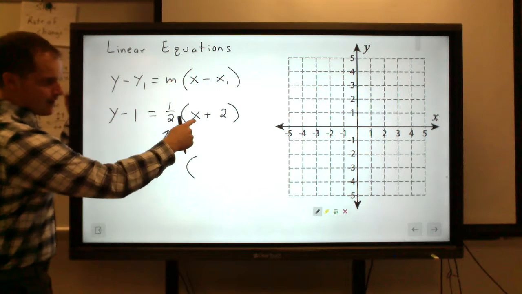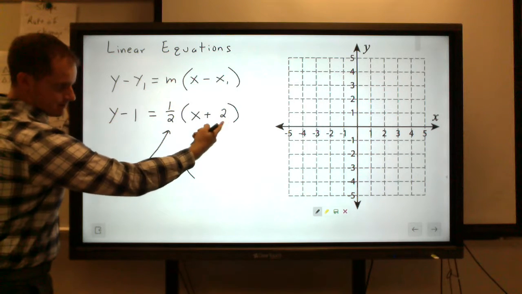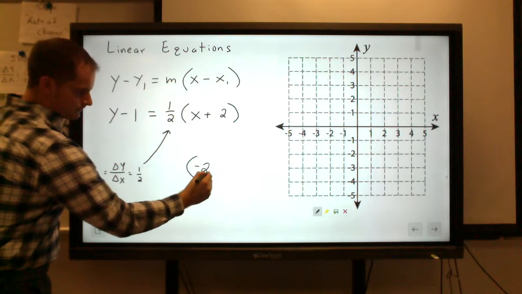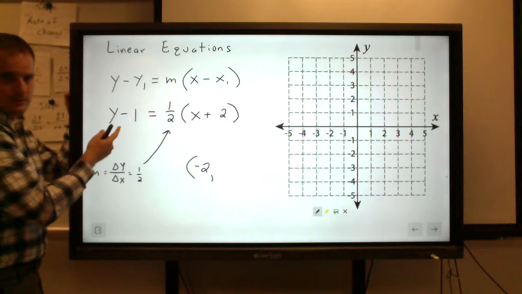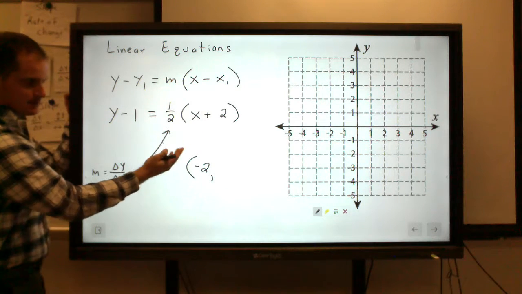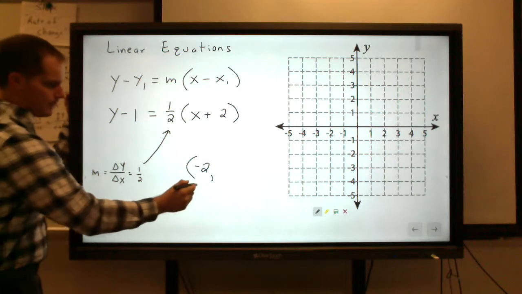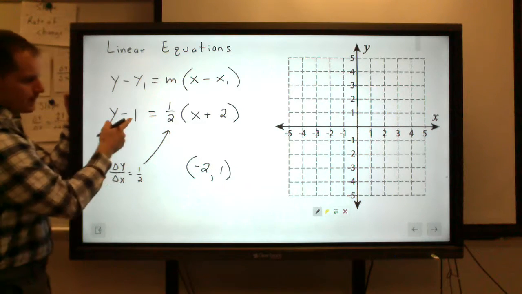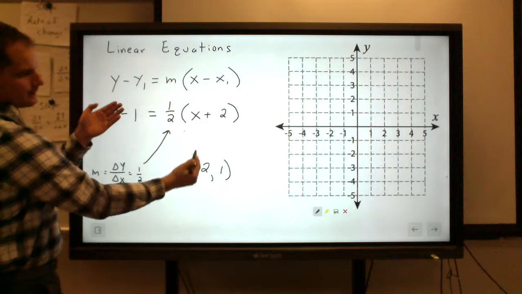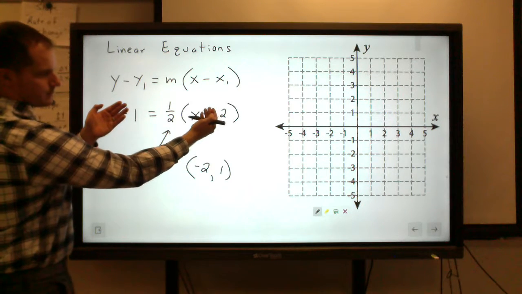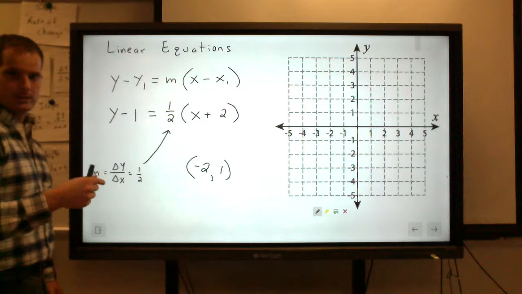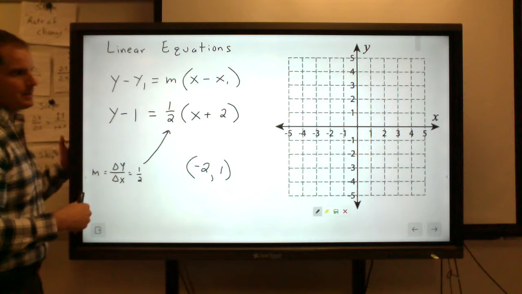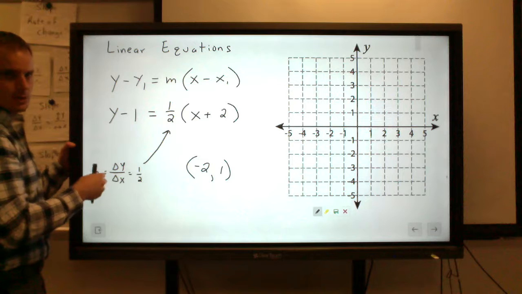Well, the only value that works for x to try to get this to zero out would be -2. And over here, for the y, the only value y could be to have both sides balancing itself, 0, would be +1. 1 minus 1 is 0, and then negative 2 plus 2 is also 0, and that would allow us to know that that particular point is on the line. And that's where the name comes from, it's point slope.